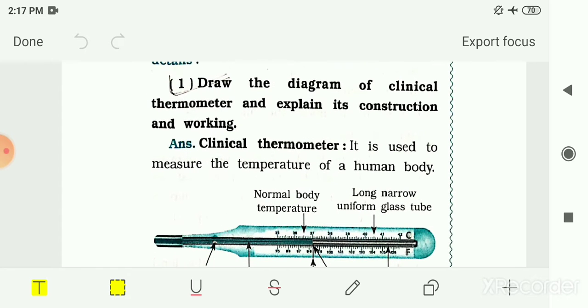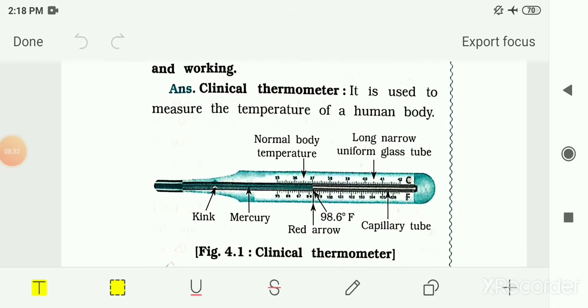In that, the first one is draw the diagram of clinical thermometer and explain its construction and working. We have to draw the diagram of clinical thermometer and we have to explain its construction as well as working principle. So now let me start.